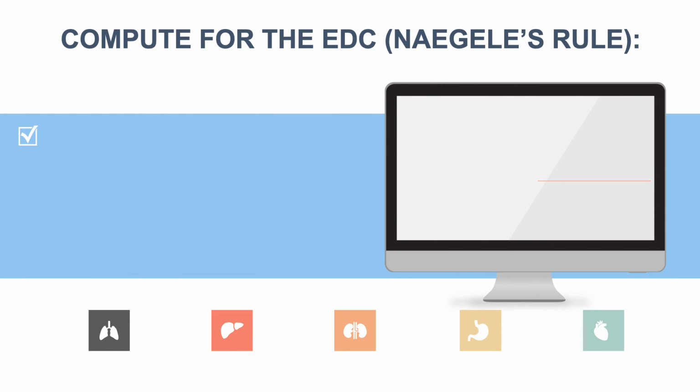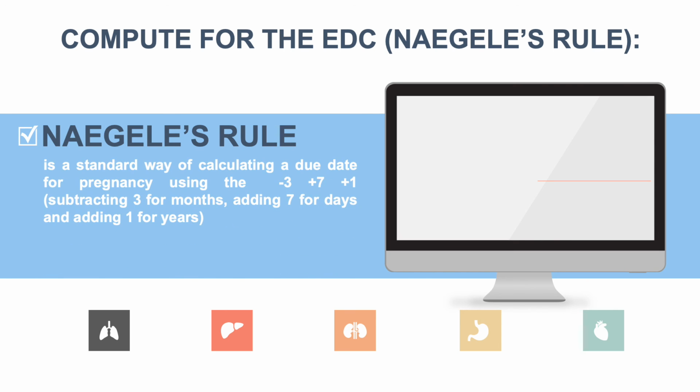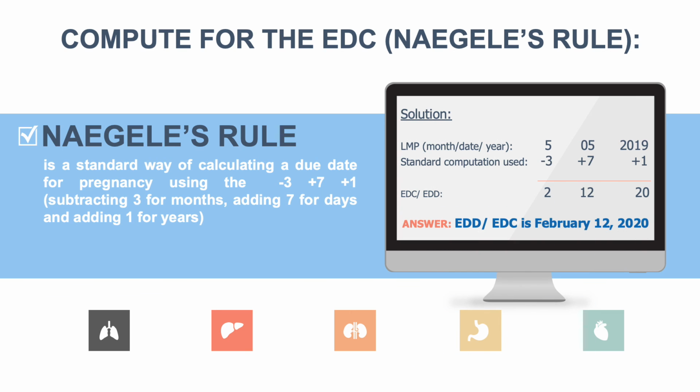After gathering Ms. Lobach's information, we then proceed to compute for the EDC utilizing the Nagel's rule. What is the Nagel's rule? The Nagel's rule is a standard way of calculating for a due date of pregnancy, or also known as the EDD, using the standard computation of subtracting 3 for months, adding 7 for days, and adding 1 for years.